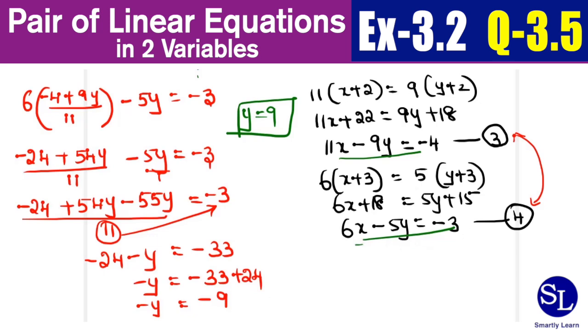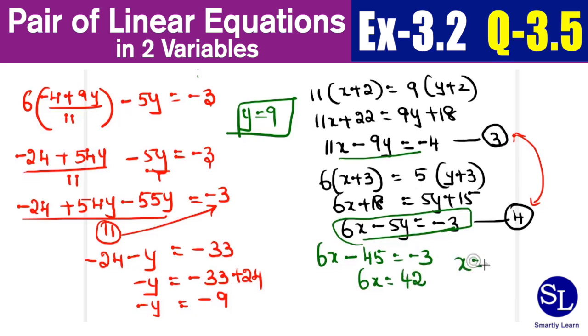So I'm going to solve in this fourth equation. So 6x minus 5 into 9 is 45 is equal to minus 3. So 6x is equal to, when minus 45 goes that side, it is plus 45. So 45 minus 3 is 42. So x is going to be equal to 42 by 6, which is 7. So x is equal to 7. You got the value of x and y. Don't leave it like that. Just write a closing statement.